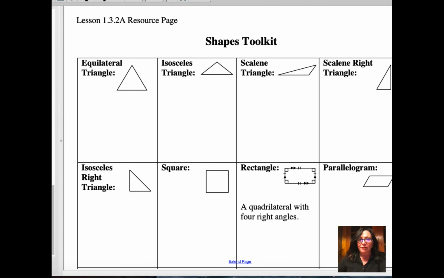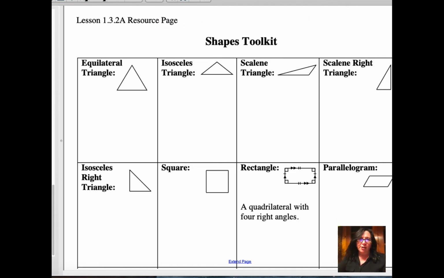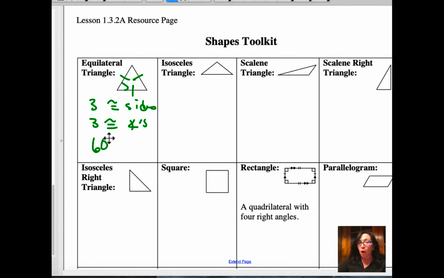We've talked about an equilateral triangle. An equilateral triangle has 3 equal sides. So we have 3 congruent sides and 3 congruent angles, because if my sides are congruent, then the angles are all congruent. An equilateral triangle has 3 angles that are congruent, and those angles all have a measure of 60 degrees, by the way.